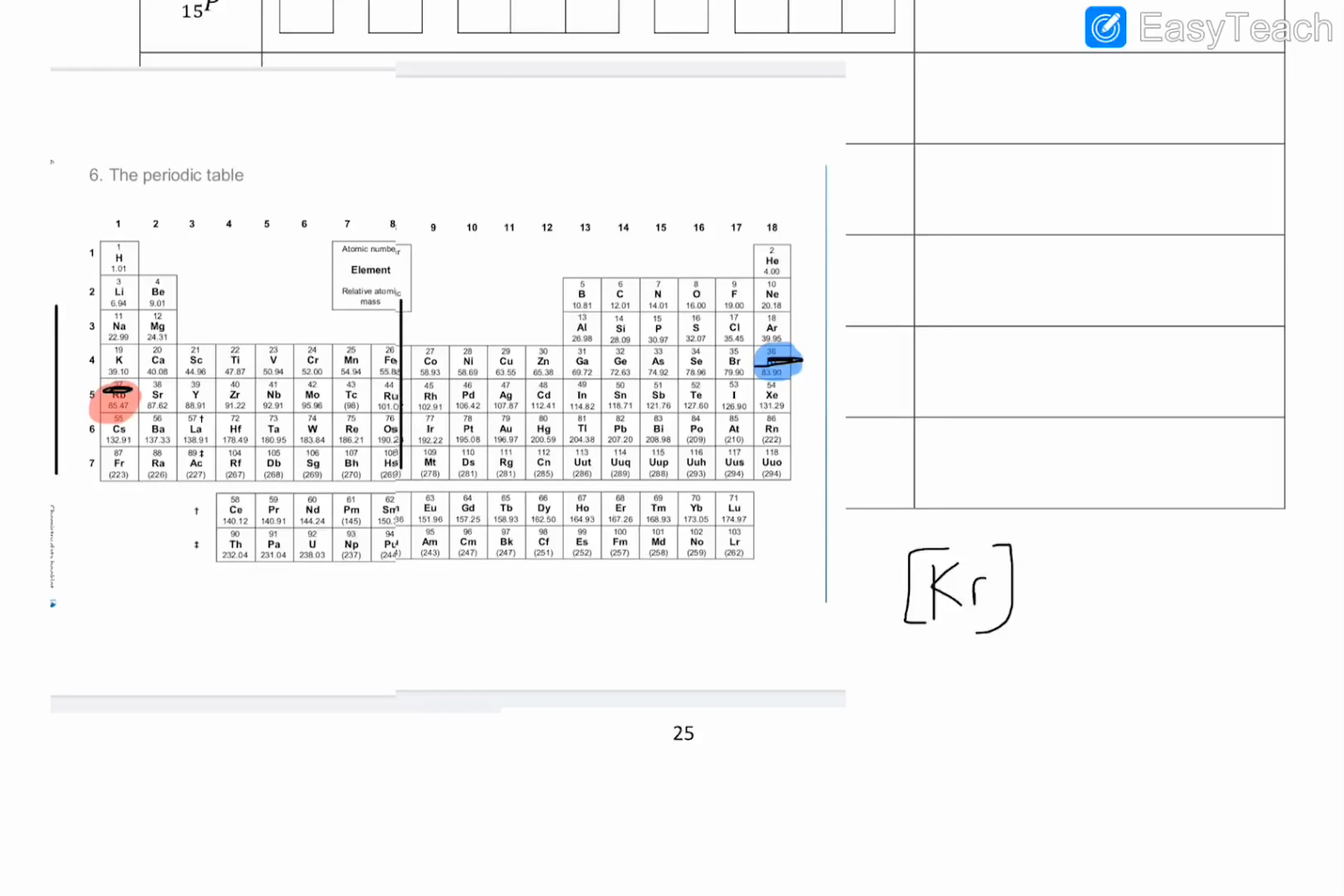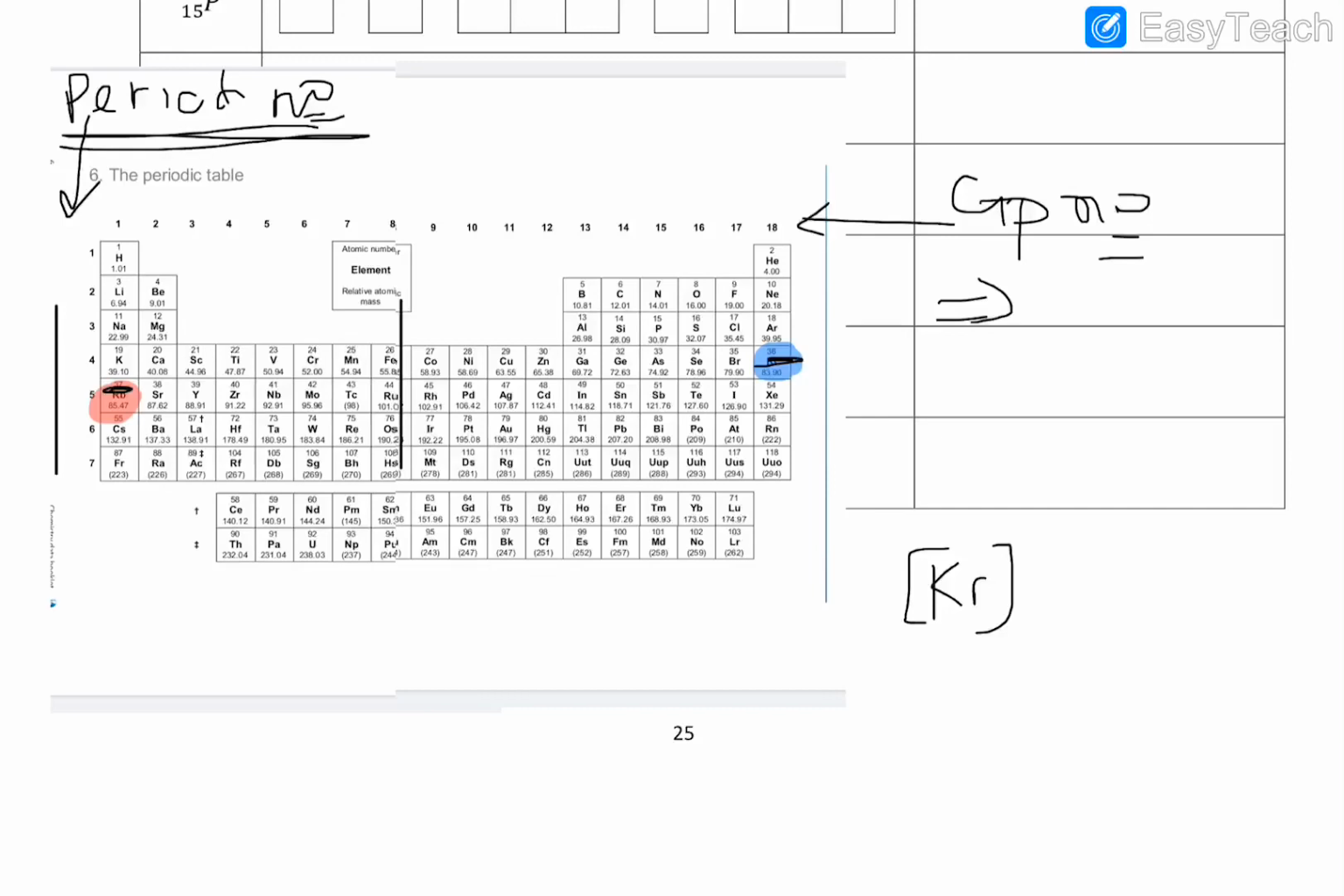So you see, this is the period number. If you remember, these numbers are the period numbers, and these ones are the group numbers. The group number shows how many valence electrons there are, the outermost electrons, and the period number shows how many shells there are. So rubidium is in period 5, so then I would say 5s1.